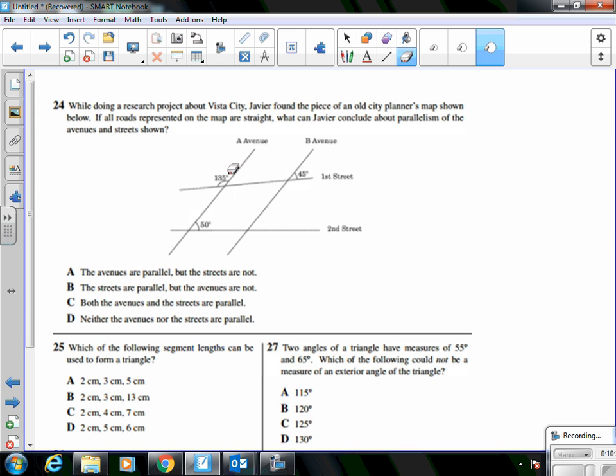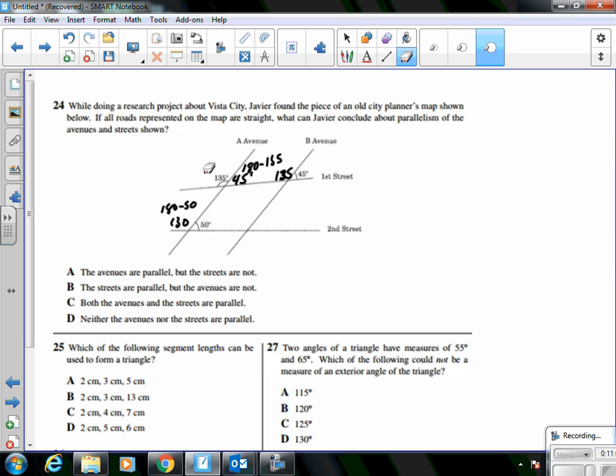pairs, so 135, this angle here is going to be 180 minus 135, which is 45. And if this is 45, then that's going to be 135 there. And if this one's 50, then 180 minus 50 is going to be 130. So we're looking for angles on the transversal that match up. And if I look this way, we got 135 and 130 that are corresponding angles, not the same, so that means that the streets are not parallel.